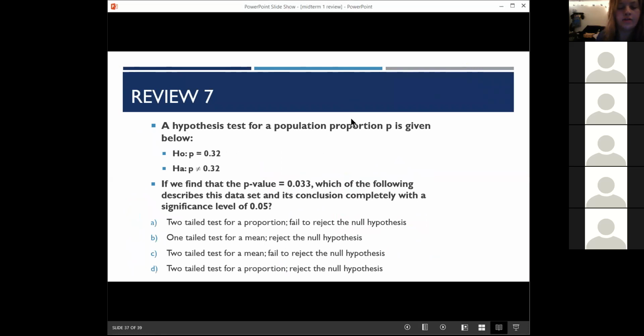All right, a few more. I think we only have two more. So a hypothesis test for a population proportion, P, is given below. If we find that the p-value is 0.033, then, sorry, which of the following describes this data set and its conclusion completely with a significance level of 0.05? So try to answer this one. Let me know what you think.